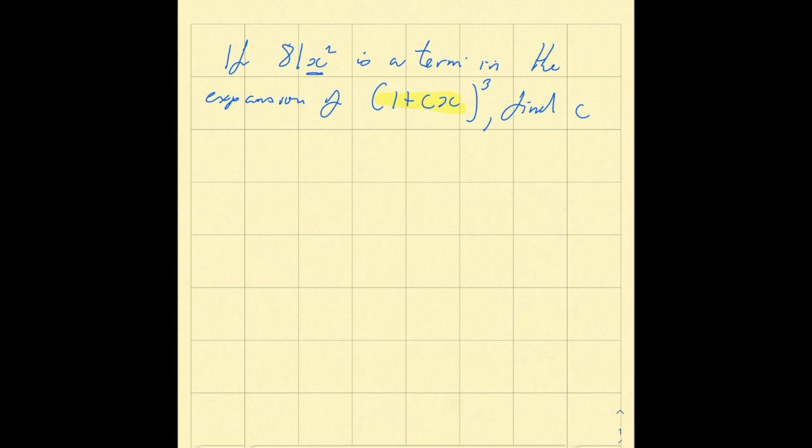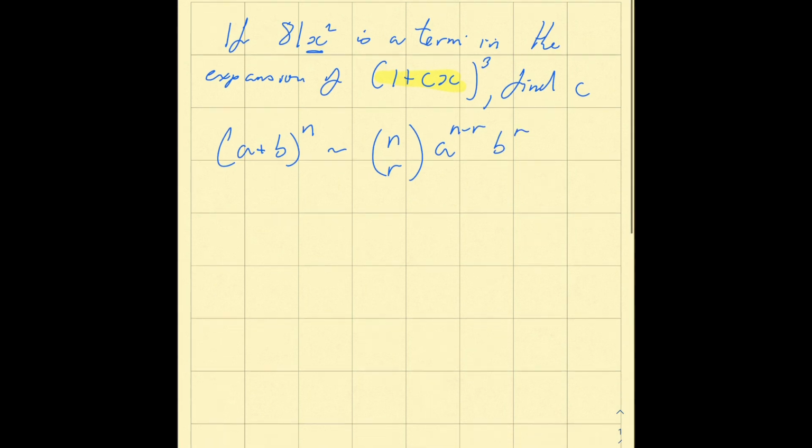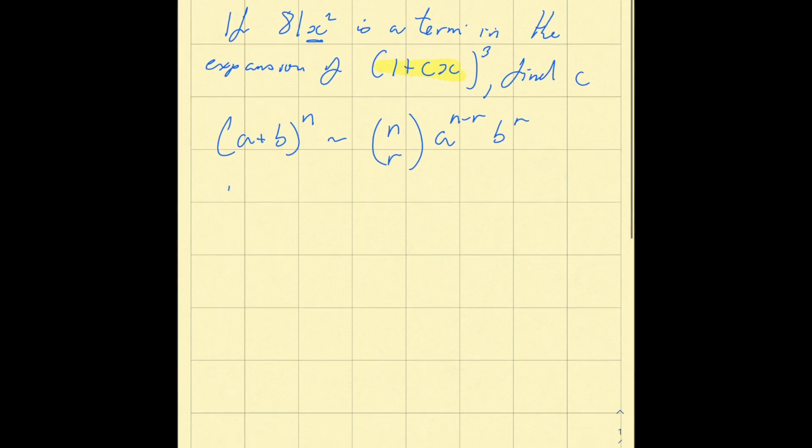Alright, so have a go at the problem if you haven't already, and then follow along. First thing you want to do is write out the general term. So for (a + b) to the power of n, the general term is n choose r, a to the power of n minus r, b to the power of r. Right, so for our expansion, (1 + cx) all cubed, we're going to replace a with 1, b with c times x, and n with 3.